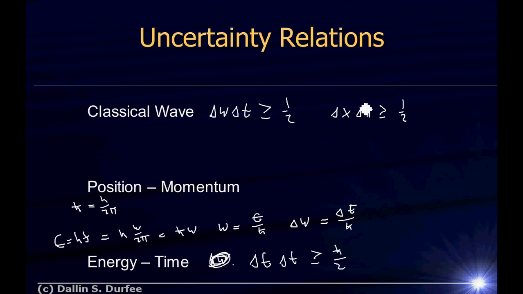What about position and momentum? Well, it turns out that the wavelength is related to momentum. So without doing this here, just giving you the answer, you can figure it out yourself. It turns out you can write this equation for a quantum particle as delta x delta p has to be greater than or equal to h bar over 2. So what does that say?